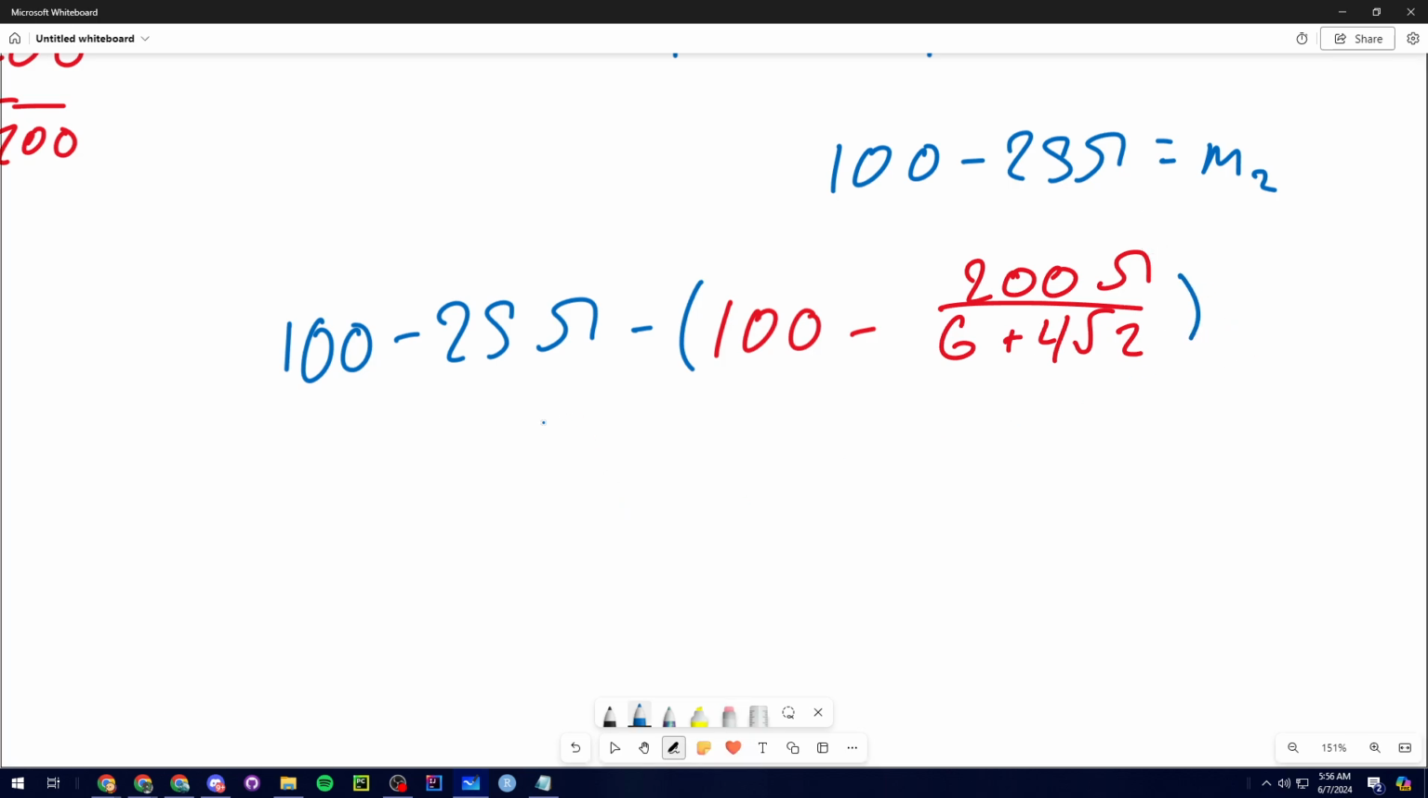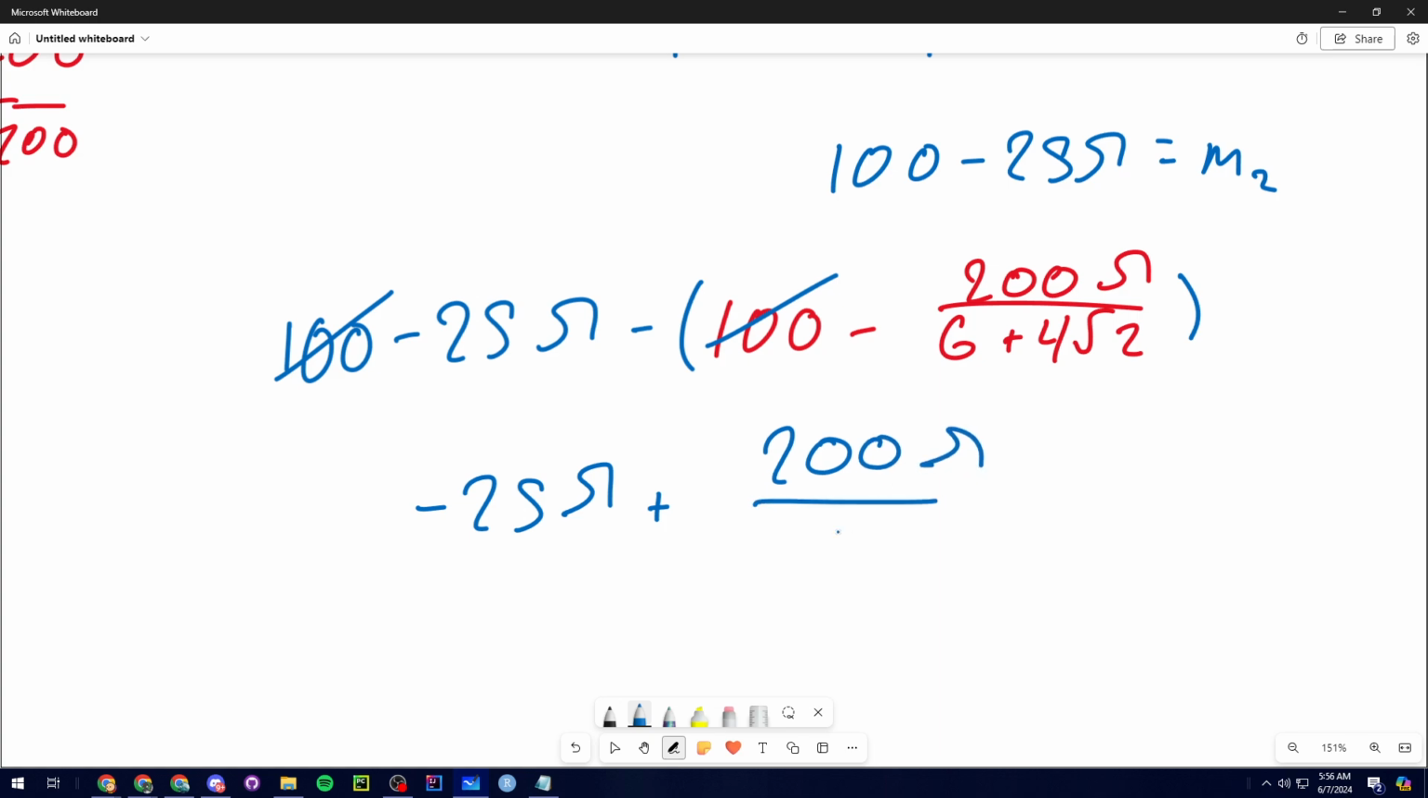Okay, that's equal to the sum of the differences. You'll notice that this cancels out with this. So negative 25 pi plus 200 pi over (6 plus 4 root 2). All right, now that is equal to, so I can factor something out.